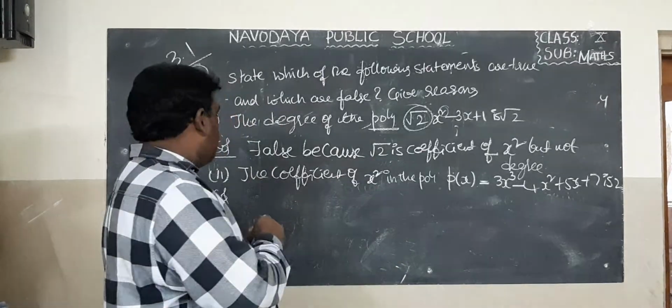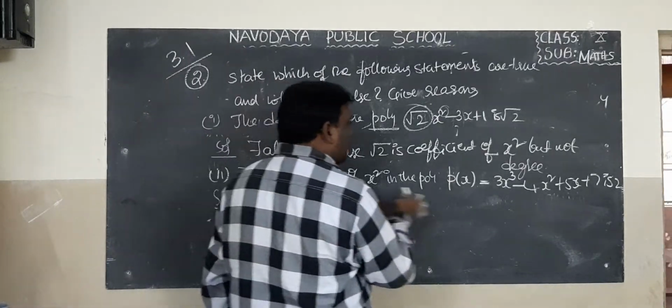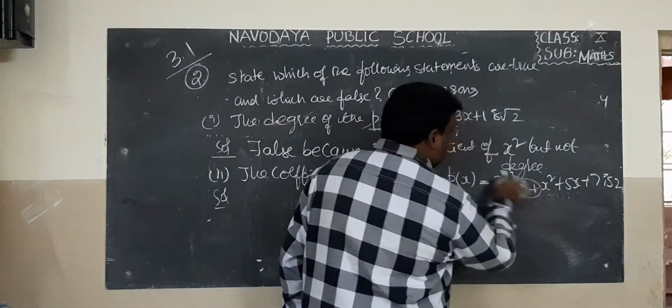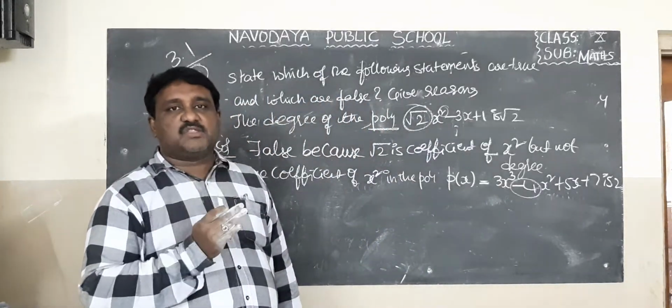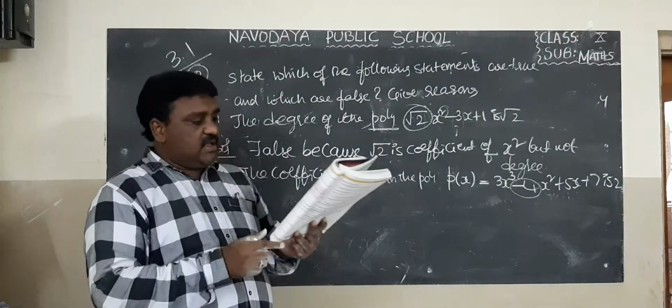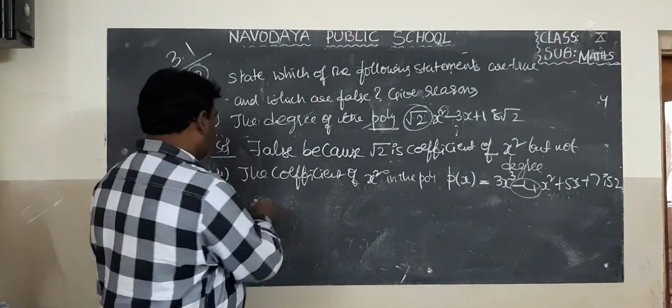What is coefficient? Front number is known as coefficient. What is the front number of x square? Minus 4. But here what is given? The coefficient of x square is 2. So it is true or false? False.